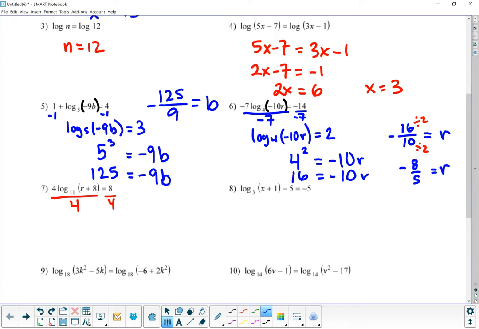I'm going to go ahead and divide both sides by 4. Then we will end up with log base 11 of r plus 8 equals 2.